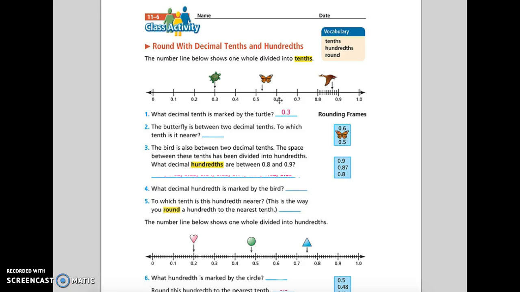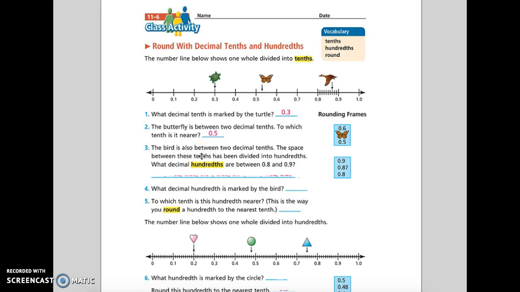Okay, so we're going to start thinking about rounding a little bit. And we decide that it's closer here, right? It's closer to the 5 tenths than it is to the 6 tenths. Okay, so it's closer to the 5 tenths.